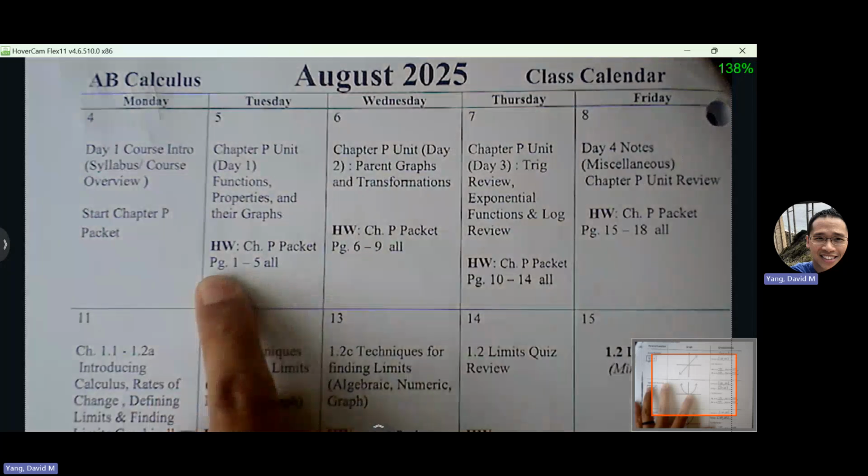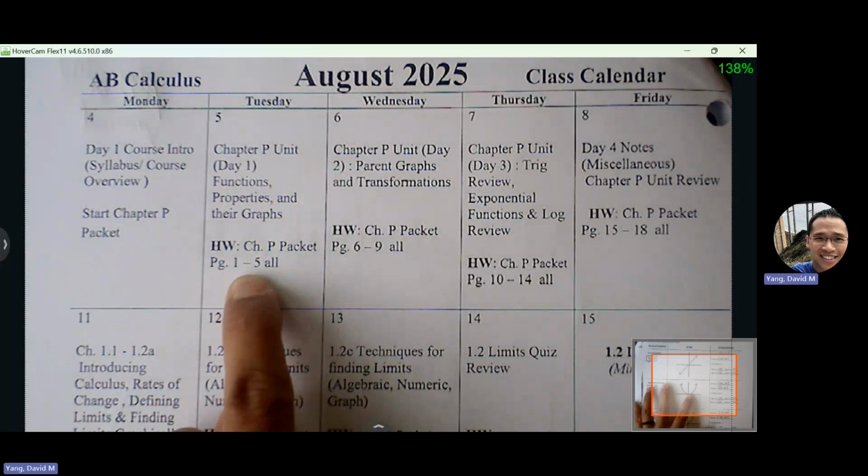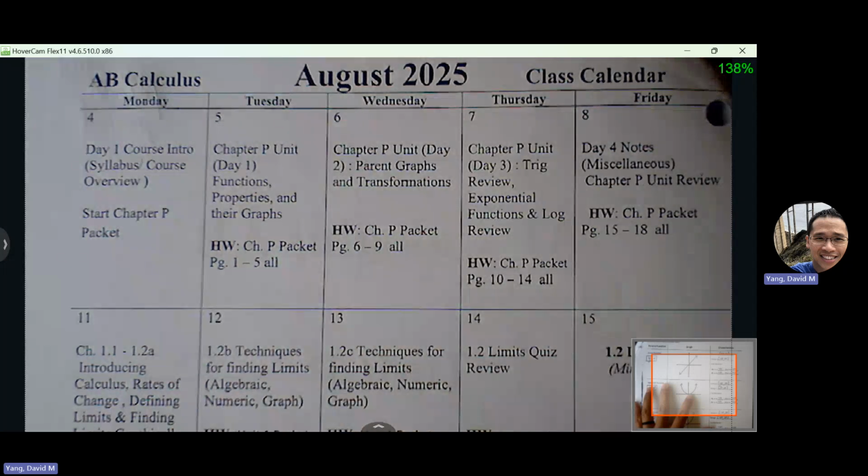Real quick, your homework is pages 1 through 5, all. I will send you a reminder as well as the key to the packet, so you can check your answers. And then this whole week, we're just kind of trying to get through the packet.